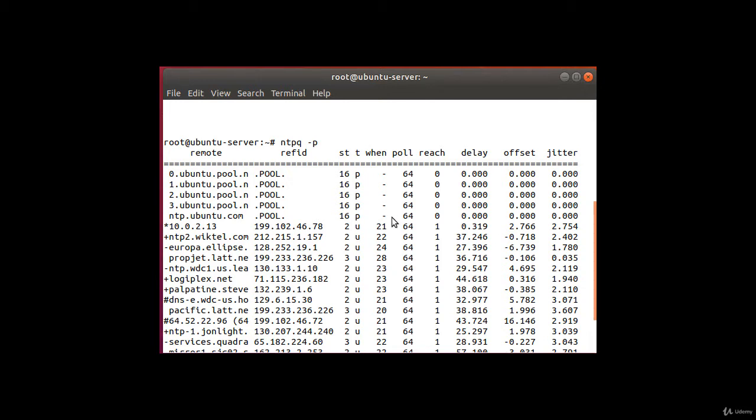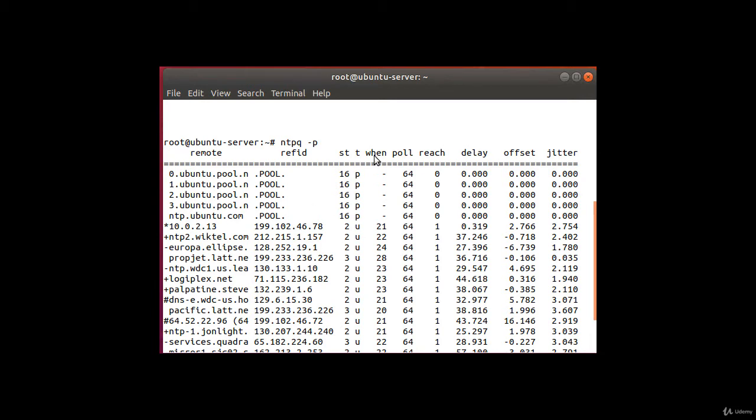Can be U for unicast or manicast, B for broadcast, or T or multicast, and I for local reference clock, S for symmetric peer, A for manicast server, and B for a broadcast server, or M for a multicast server. And since the first four belong to a pool, that's why you're seeing P over here.